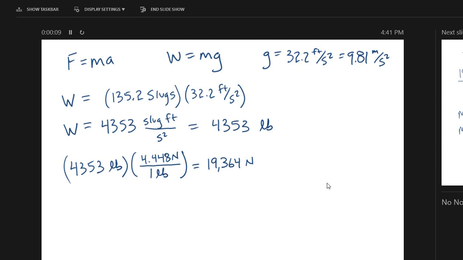So I'm going to take the weight, which is 135.2 slugs times gravity. I'm going to use the English gravity, 32.2 feet per second squared. When I multiply those together, I get a slug foot per second squared, which is a pound. So that gets me 4353 pounds. I can then convert that into newtons. So that's the first two questions that I have, the weight in pounds and the weight in newtons. I use gravity to convert the slugs into pounds, and then I convert that into newtons.